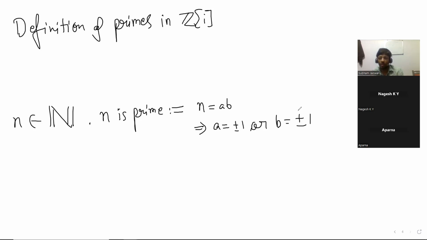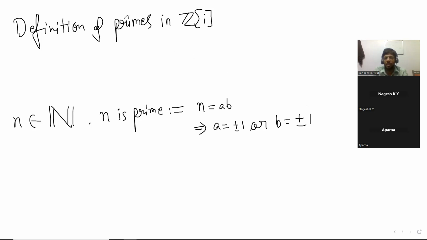I don't want to use the word smaller because we don't want to use the order, the structure. It boils down to the same thing: if you factorize it, if you write it as a product of two things, which is a very basic thing, then one of the factors will be plus minus 1, something which can always be put as a factor. So this is the definition of primes for integers.